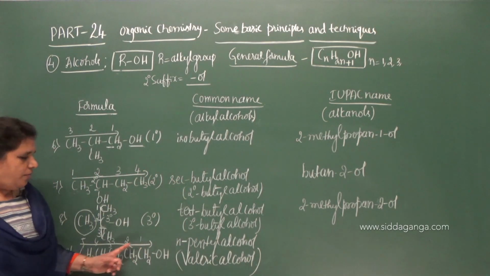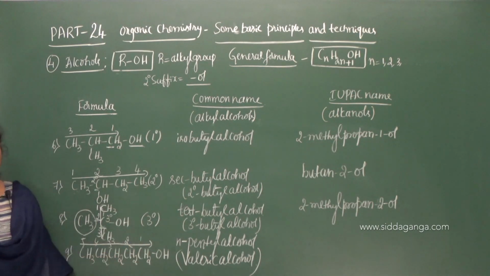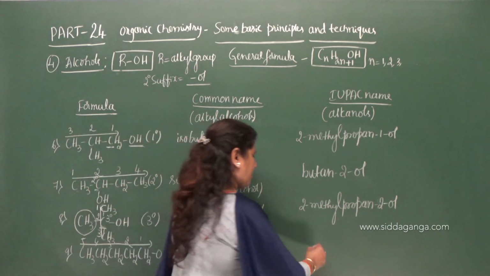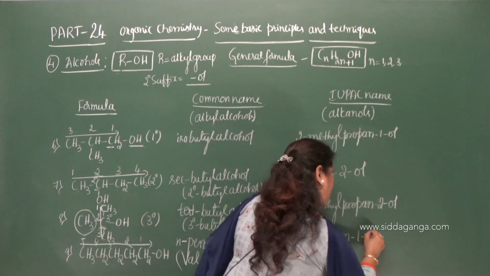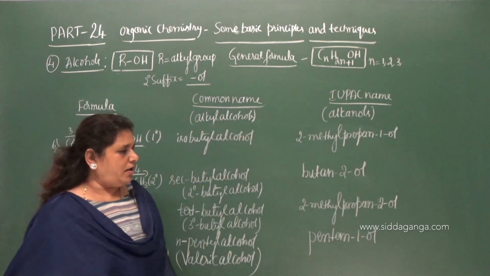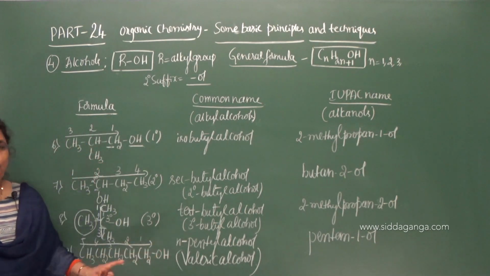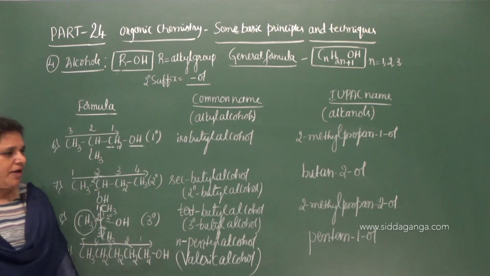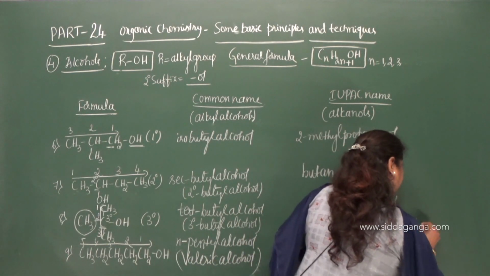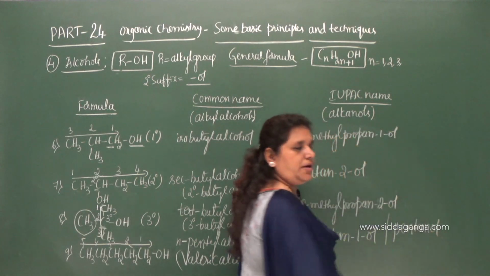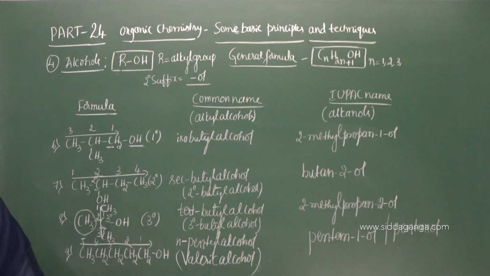Now what is the IUPAC name? Pentane is the root word, and at the first carbon we have the OH group, and hence the IUPAC name will be pentan-1-ol. So pentan-1-ol is the IUPAC name of valeric alcohol or N-pentyl alcohol, normal pentyl alcohol. You can also name it as pentanol, as you can ignore the locant 1. So this is very important.